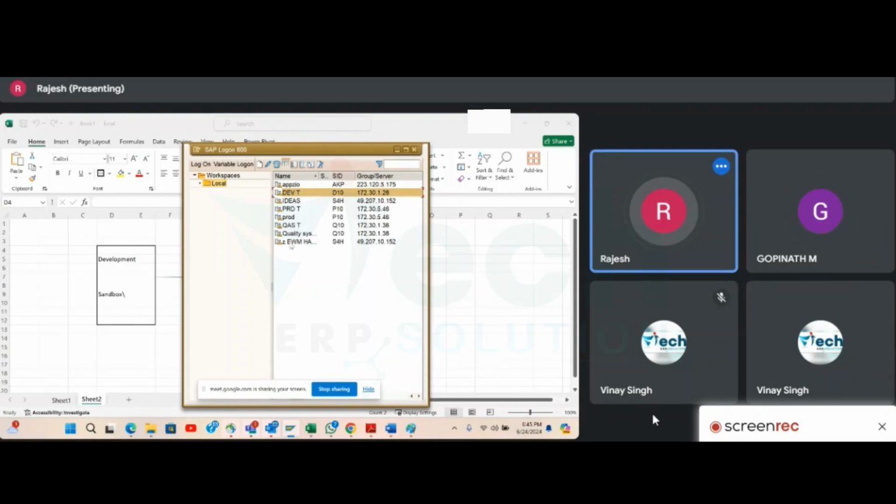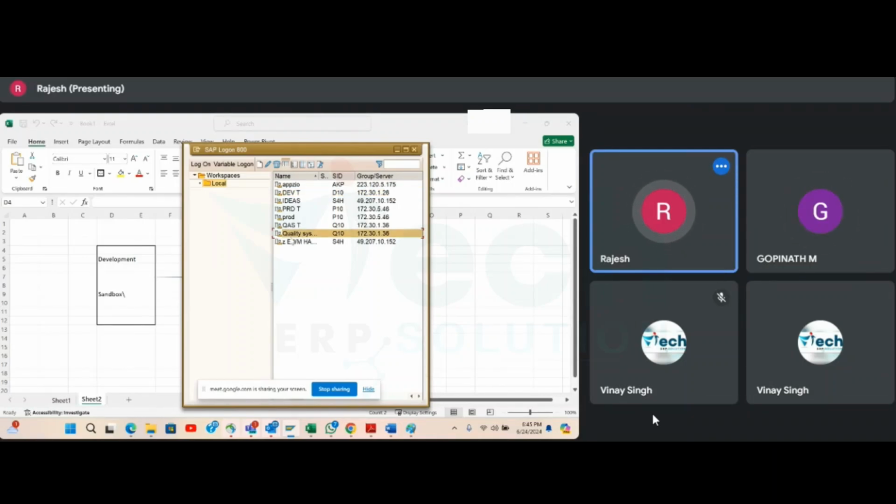So like that we have this quality system for some other client. This is the other client's production system. And generally, wherever you see P, that is production, D means development, and P means production system. Like this is the IDES system. So you will see there will be at least three systems.